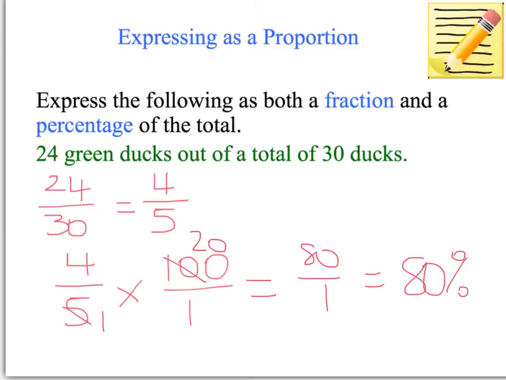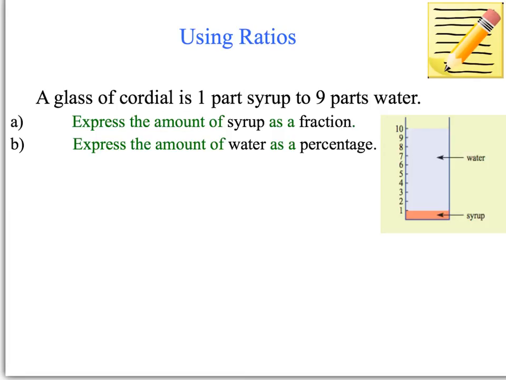Okay, pretty easy. Now, we can also use ratios. This just takes a bit more brain power to work out, but it's not too much more. You can do it. Alright, so a glass of cordial is 1 part syrup and 9 parts water. So we've got 1 part here is the syrup and the other 9 parts is the water.